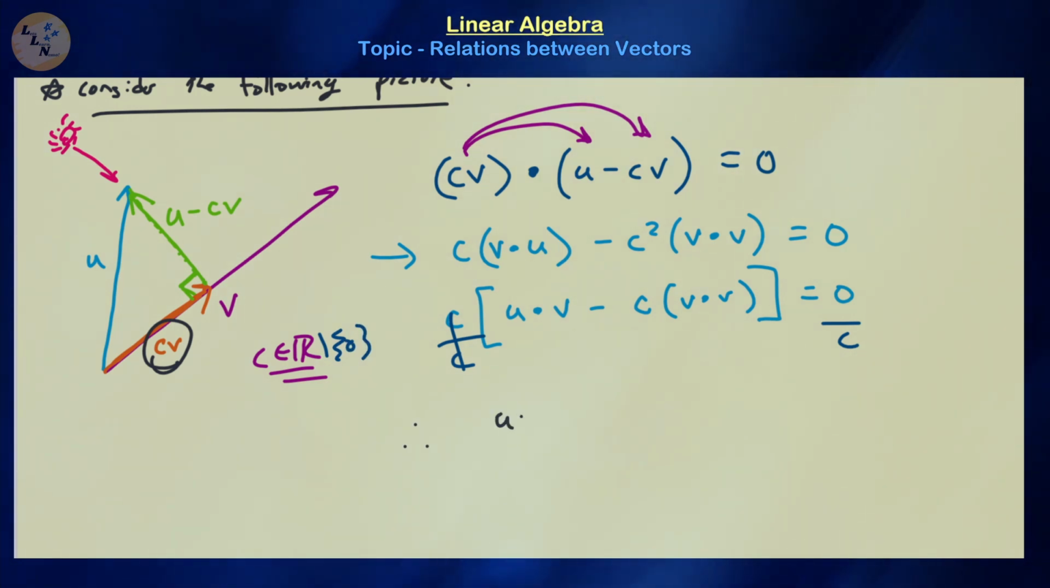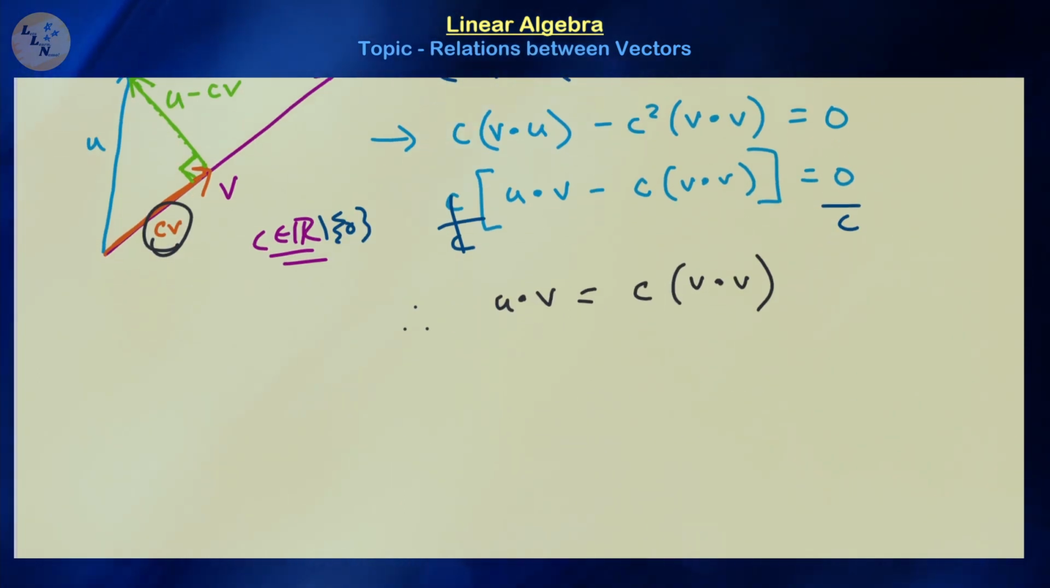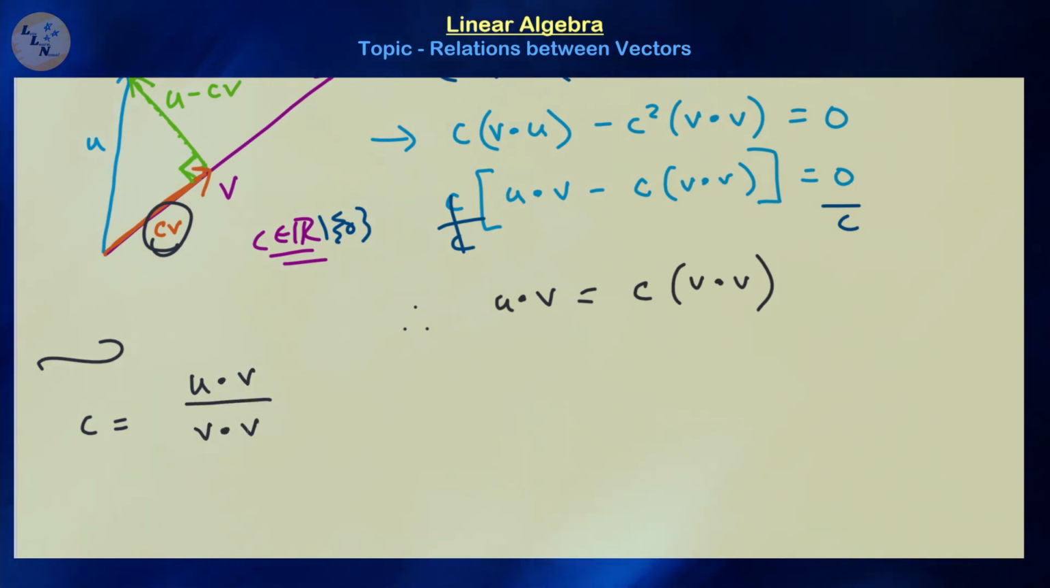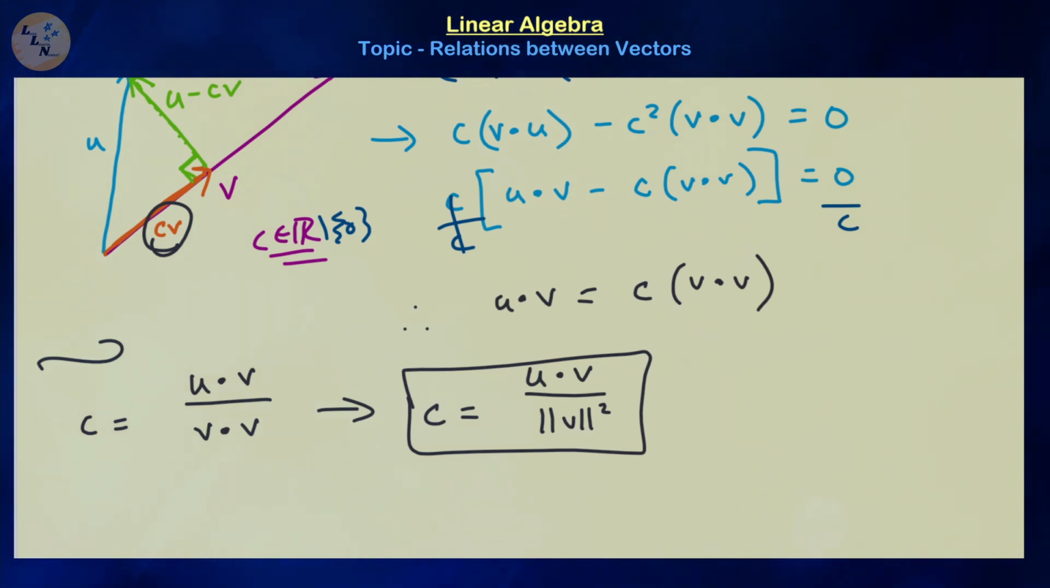So that means u dot v must be equal to c times v dot v, and I can solve this equation for c very, very easily. That means c is equal to u dot v all over v dot v. And remember, the dot product of a vector with itself is precisely equal to the square of its norm. So c is actually equal to the dot product of u and v divided by the norm of v squared. That gives us a nice formula for this constant c, which represents how much we need to scale the vector v down by in order to get the projection of u onto v.